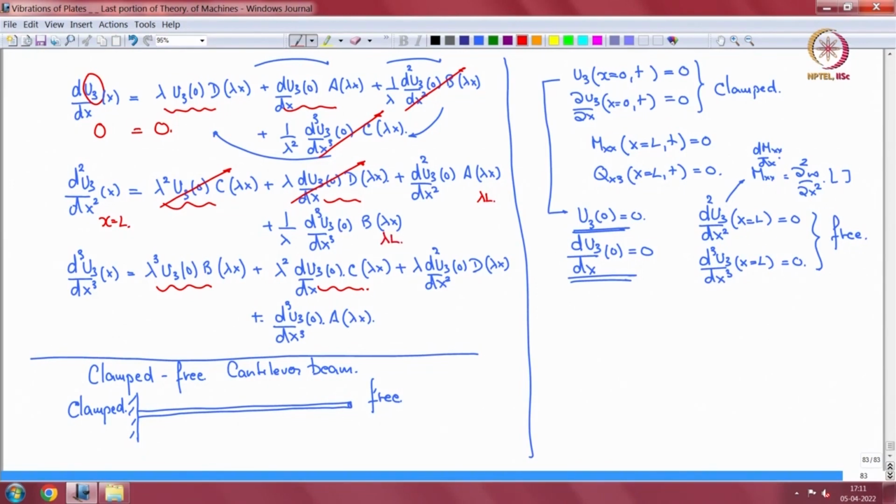Okay, so what does this equation give me now? At x equal to L, d3 u3 dx square is 0 by this boundary condition. Okay, so I have a 0 that is equal to d2 u3 dx square 0 into A of lambda L plus 1 by lambda d3 u3 dx cube 0 B of lambda L.